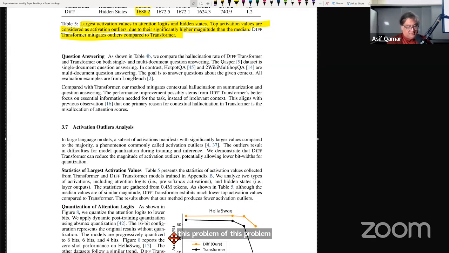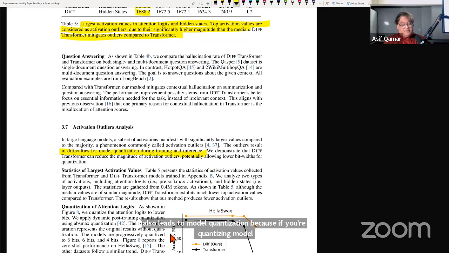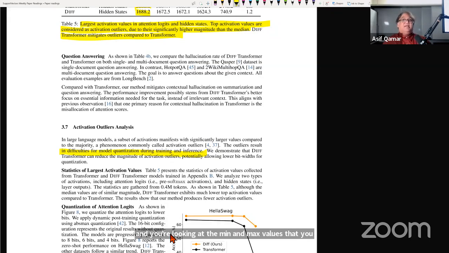So I'll just read out this paragraph here. In large language models, a subset of activations manifests with significantly larger values compared to the majority, a phenomenon commonly called activation outliers. The outliers also lead to difficulty in model quantization, because if you're quantizing a model, you're looking at the min and max values that you have to take care of. Imagine that you're doing, I don't know, 8-bit quantization.